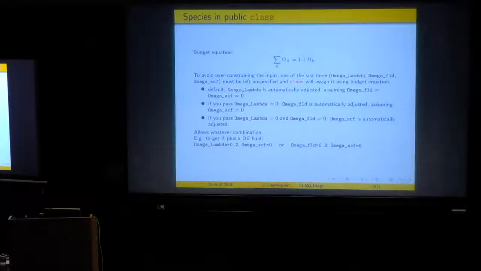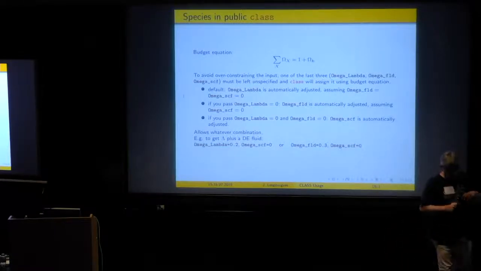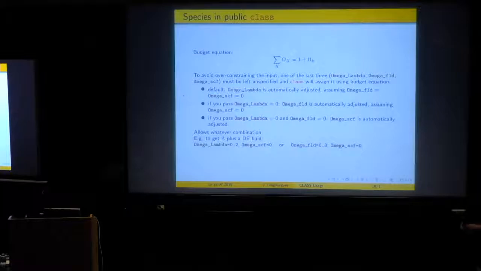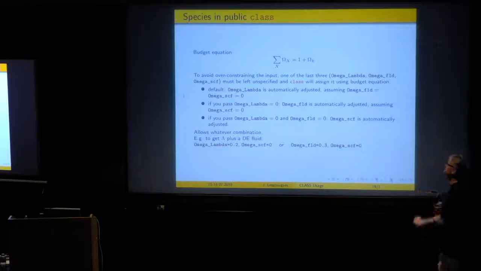So to do that, you want to let the code fix one of the omegas. So one has to be unspecified. We decided that what the code will fix would be the quantity related to dark energy. But sometimes you want to parameterize dark energy as a lambda or as a fluid or as a scalar field. And in some exceptional case, in principle, you should be allowed to have more than one. So here is the logic.